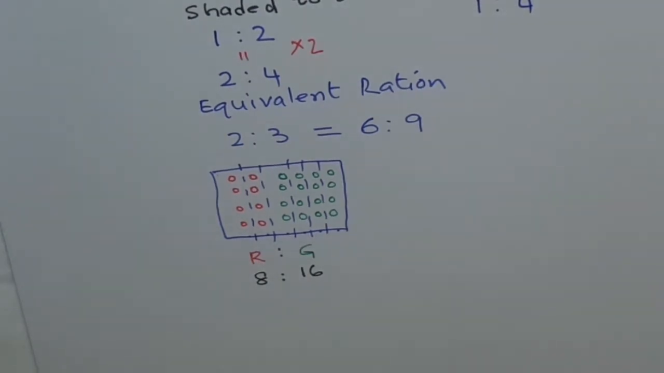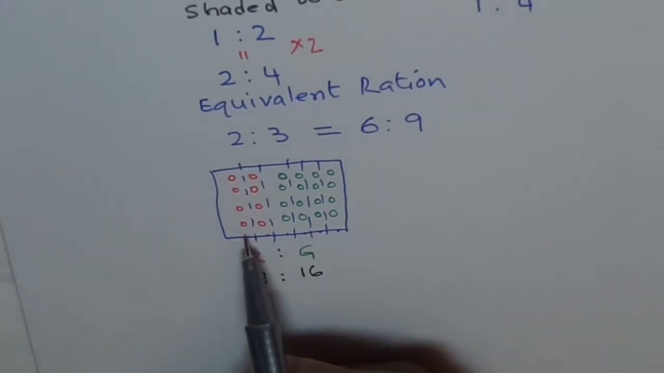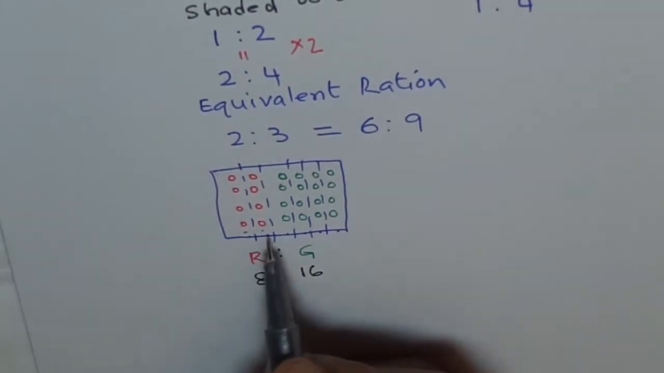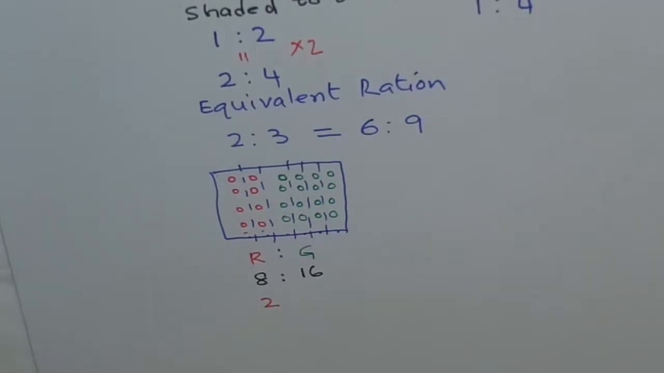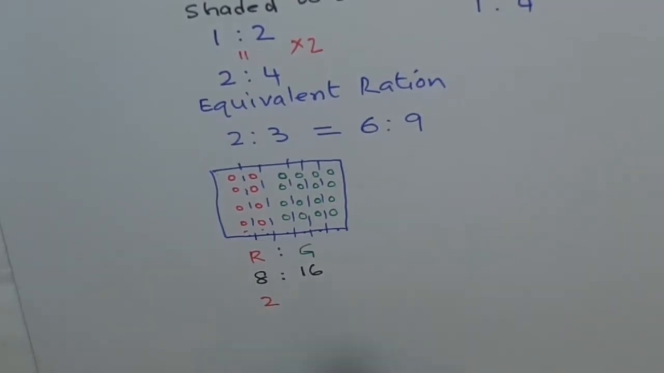So in 6 groups, how many are red and how many are green? 2 groups are red, 1 and 1. So red are 2 and how many are green? 1, 2, 3, 4. 4 are green, correct? They are in the ratio of 2:4. How is 8:16 related to 2:4?